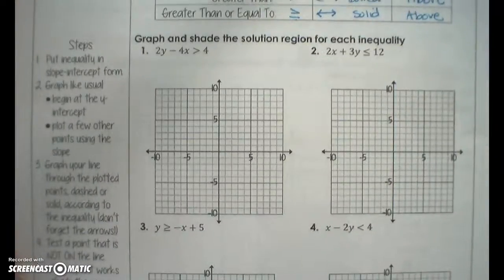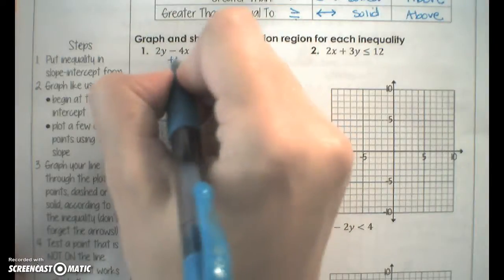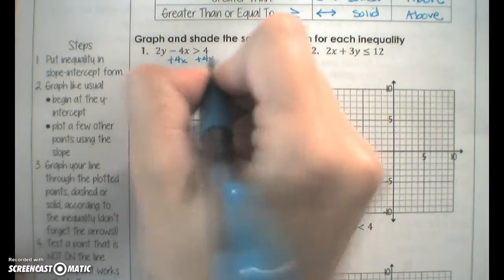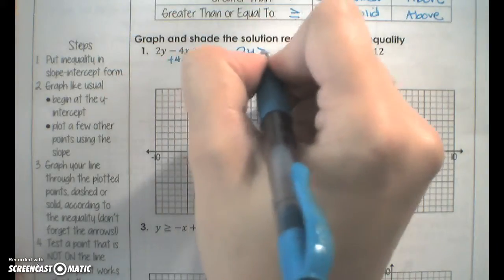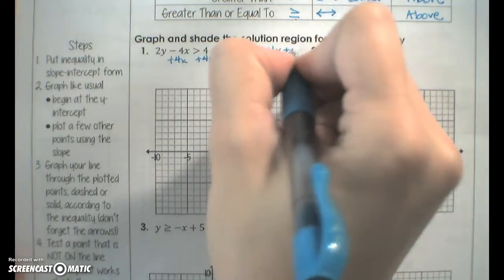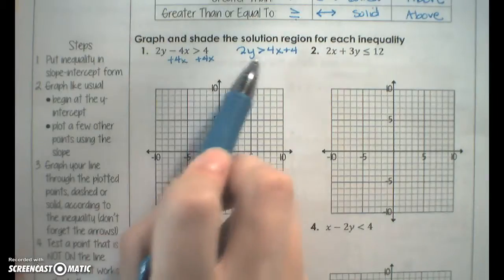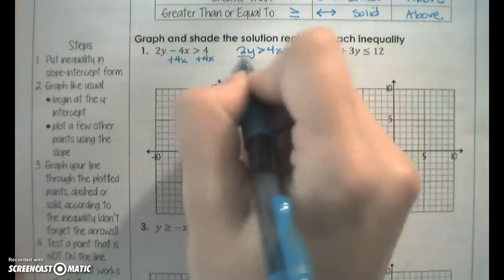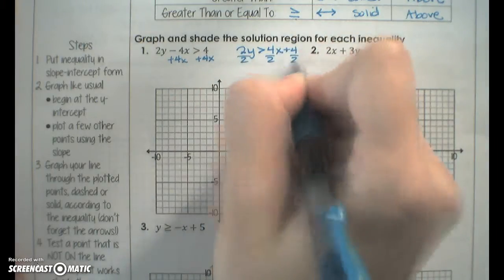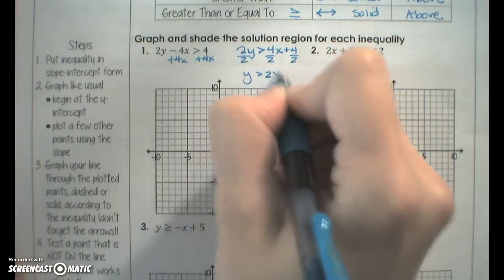So first steps, over here on the left, put the inequality into slope-intercept form. So that's going to be adding 4x. And we wind up with 2y is greater than 4x plus 4. Remember, we cannot combine an x and something that does not have an x, so we just put them next to each other. And then divide by 2. Every single thing gets divided by 2.